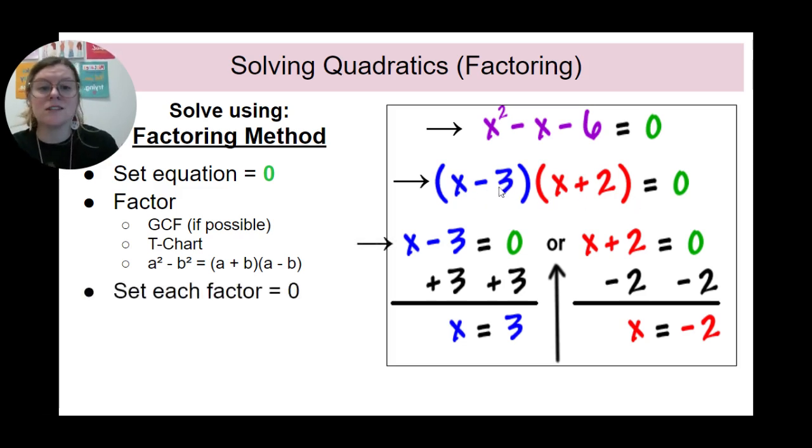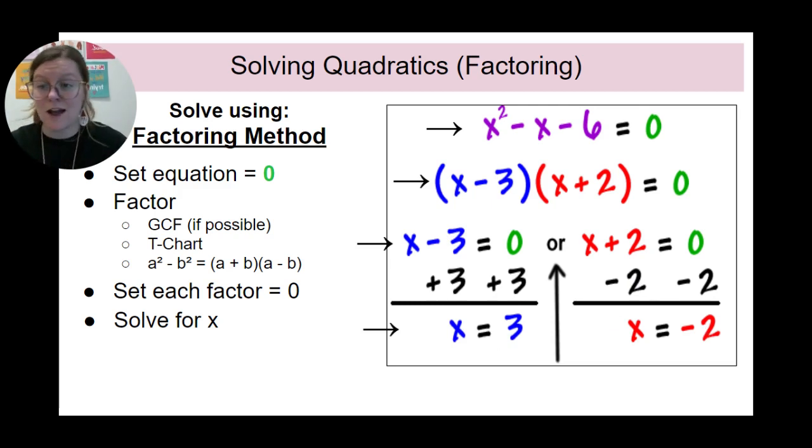Then I'm going to set each parenthesis equal to 0 because in order for this right side to equal 0, either the blue parenthesis needs to equal 0 or the red parenthesis needs to equal 0 because anything times 0 would give me 0. So we have 2 options, so we're going to test both of those options. So x minus 3 is set equal to 0, x plus 2 is equal to 0, and then we're just solving each of those equations separately. This one we add 3 and get x is equal to 3. This we subtract 2 and we get x is equal to negative 2, and that is done if they ask us to solve.